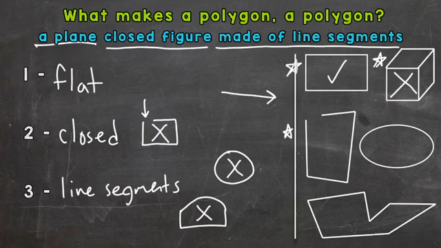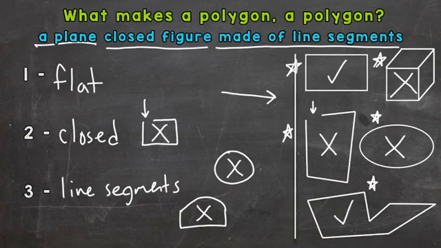We'll move down to this shape here, and we have an opening, so that figure is not closed, so it is not a polygon. Over to the oval here, it's flat, it's closed, but it's not made of line segments, so it is not a polygon. And then lastly, the unique shape down there at the bottom, it's flat, it's closed, and it is made of line segments, so it is a polygon.